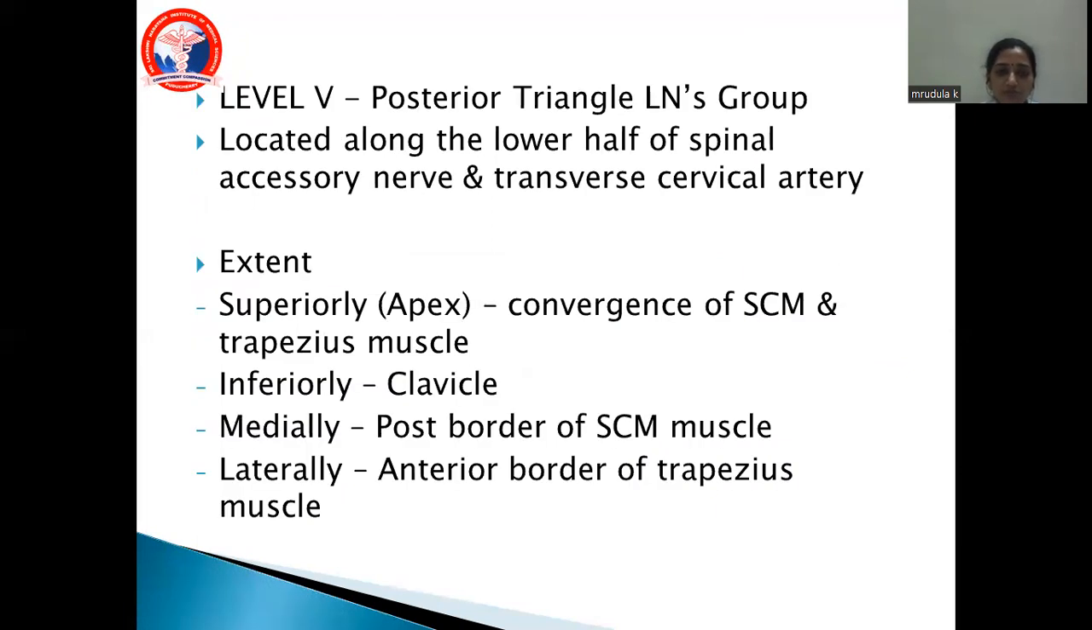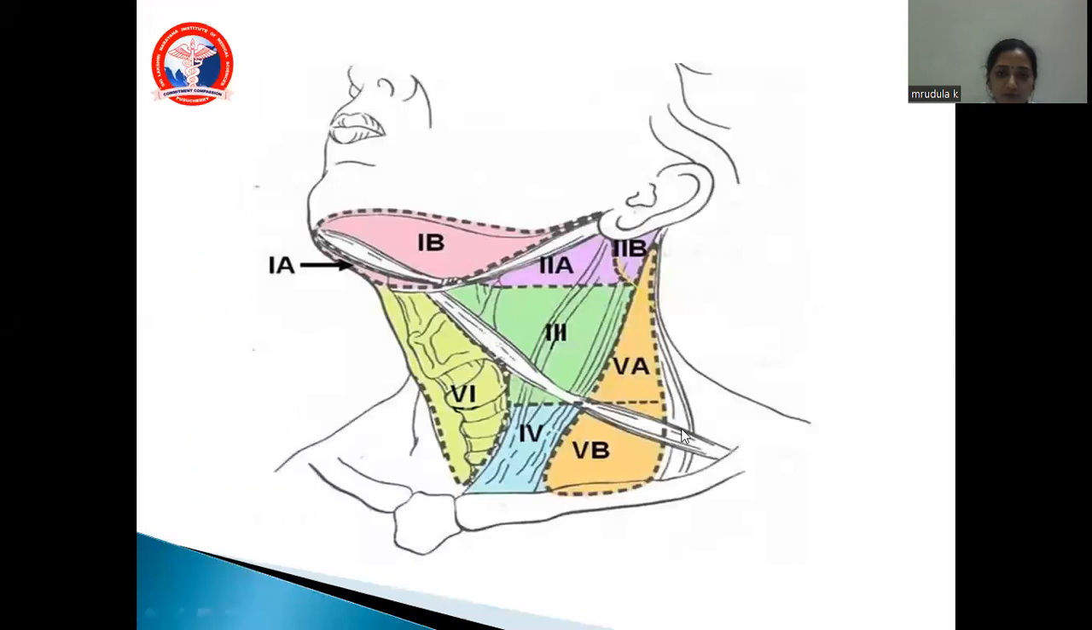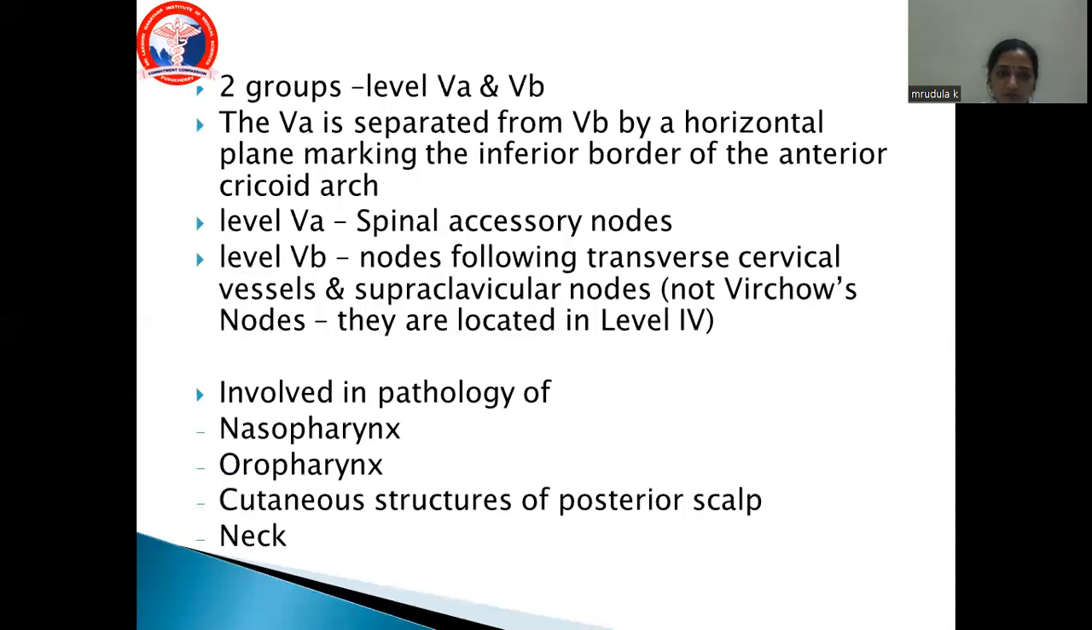Level 5 are the posterior triangle lymph node groups. They are located along the lower half of the spinal accessory nerve and transverse cervical artery. They extend superiorly to the convergence of the sternocleidomastoid and trapezius muscles, inferiorly to the clavicle, medially the posterior border of the sternocleidomastoid muscle, and laterally the anterior border of the trapezius muscle. So this is the sternocleidomastoid, this is the trapezius, and the triangle contains level 5 nodes, 5A and 5B.